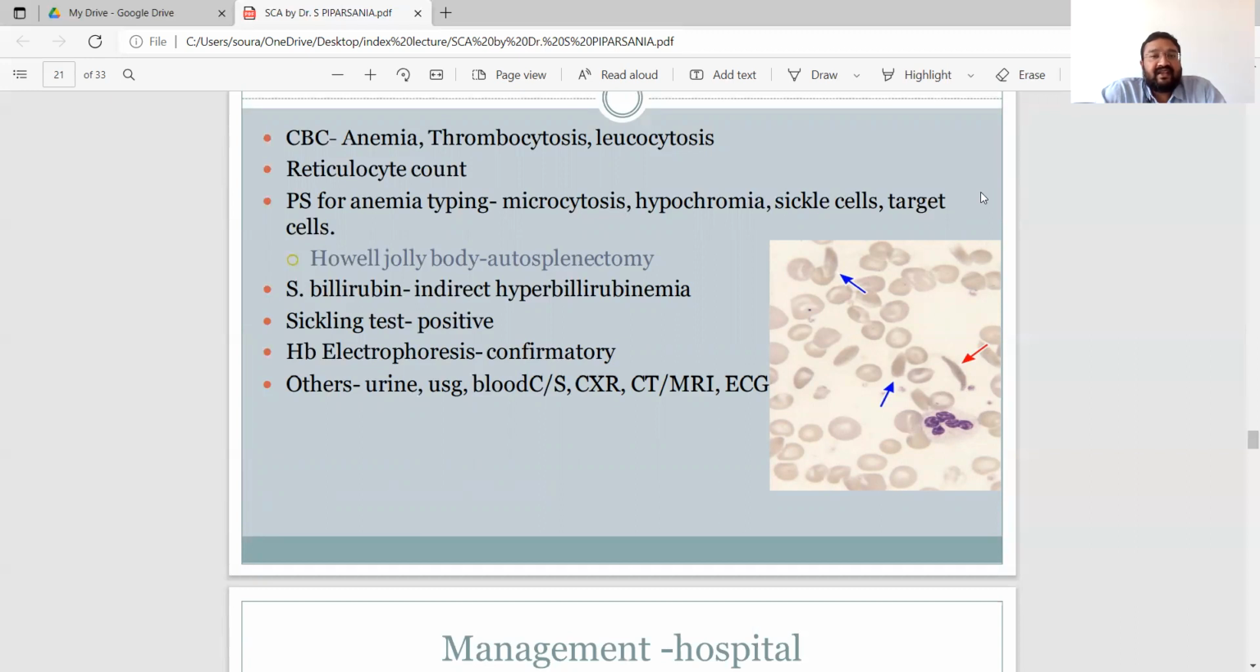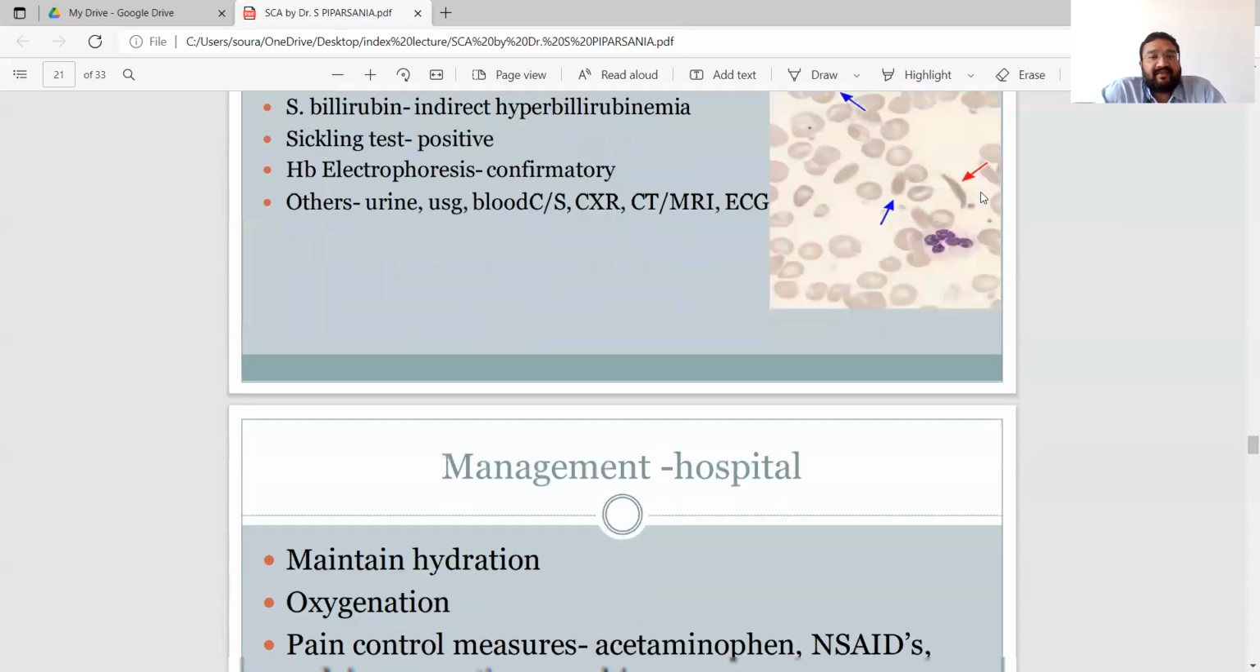Other investigations that can be done in a child with sickle cell anemia are urine routine microscopy, ultrasonography of the whole abdomen, blood culture and sensitivity to rule out sepsis or infection, X-ray chest to rule out acute chest syndrome, and CT and MRI because of sluggishness of the blood flow or the vaso-occlusive crisis. Infarcts may occur in the brain, which may be diagnosed by CT scan or MRI, and ECG.